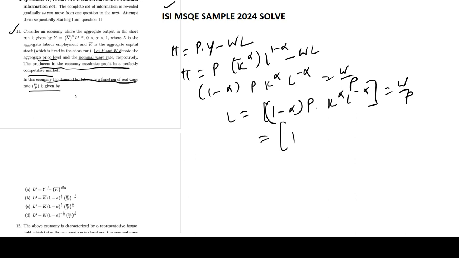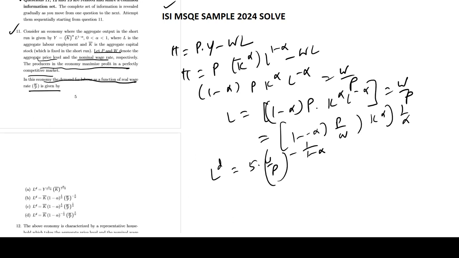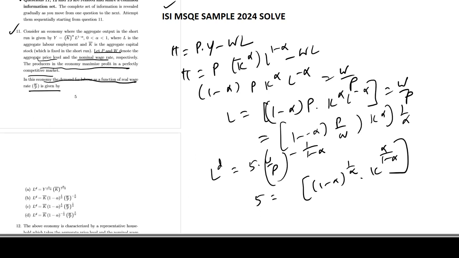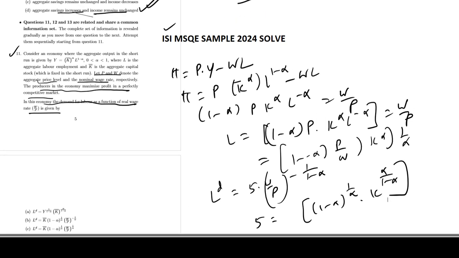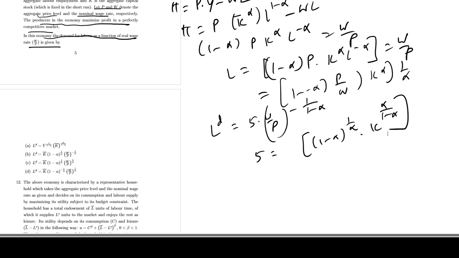So that is L equal to 1 minus alpha into P by W into K bar to the power alpha, whole to the power 1 by alpha. Okay, so comparing this to the given labor demand, which is 5 into W by P to the power minus 1 by alpha, we can identify that 5 equal to 1 minus alpha whole to the power 1 by alpha into K bar to the power alpha by 1 minus alpha. So therefore the correct option in this case is LD equal to K bar to the power 1 minus alpha.